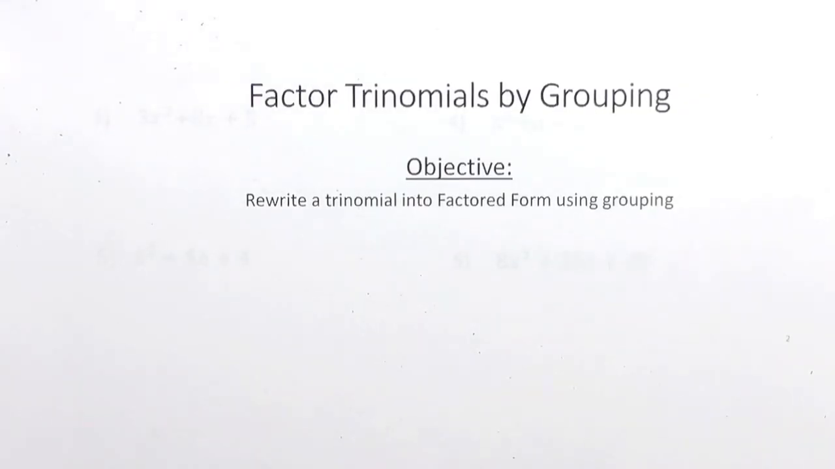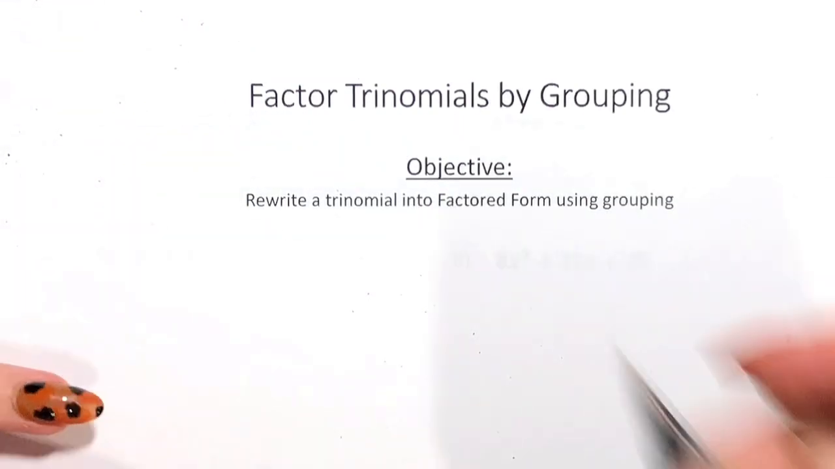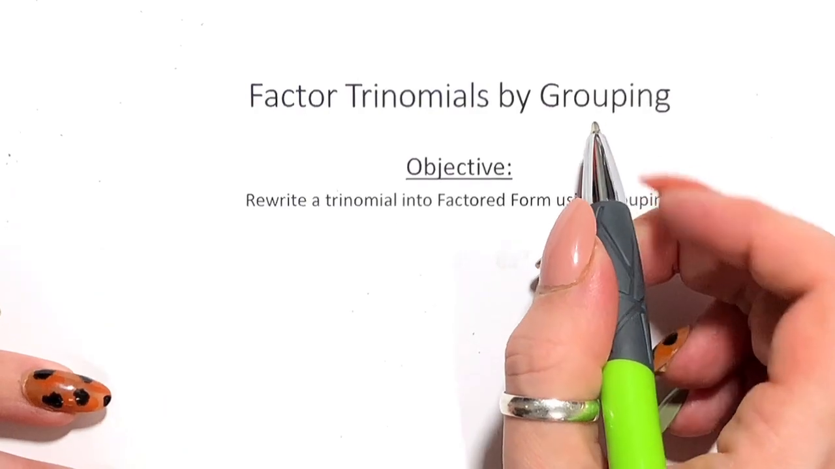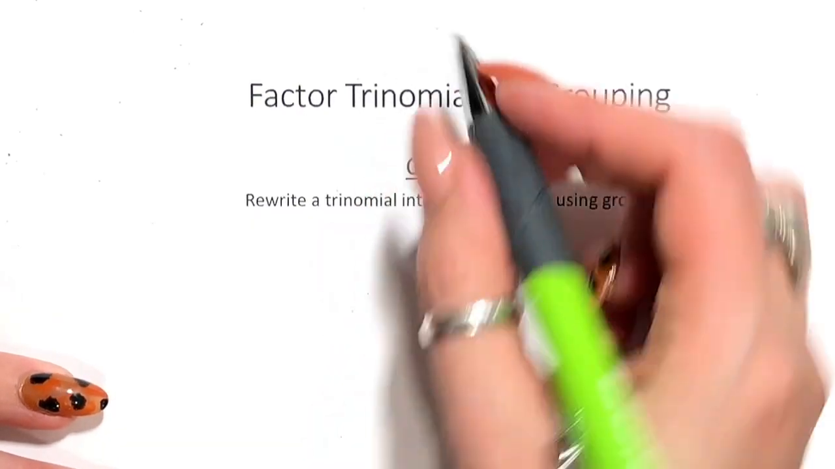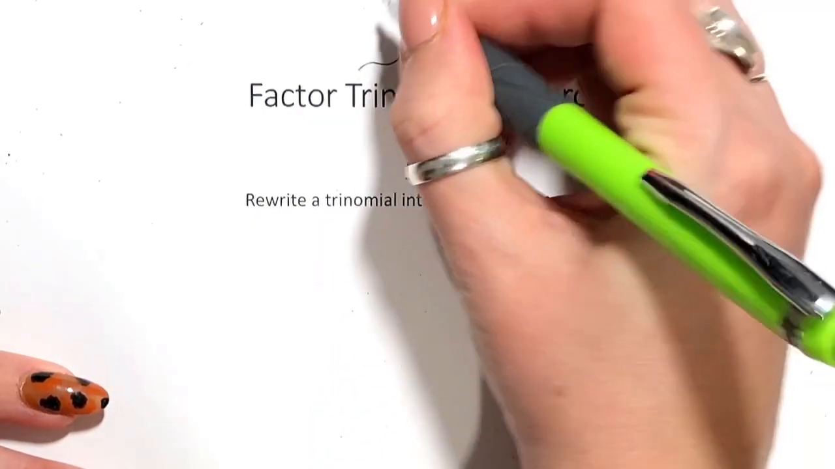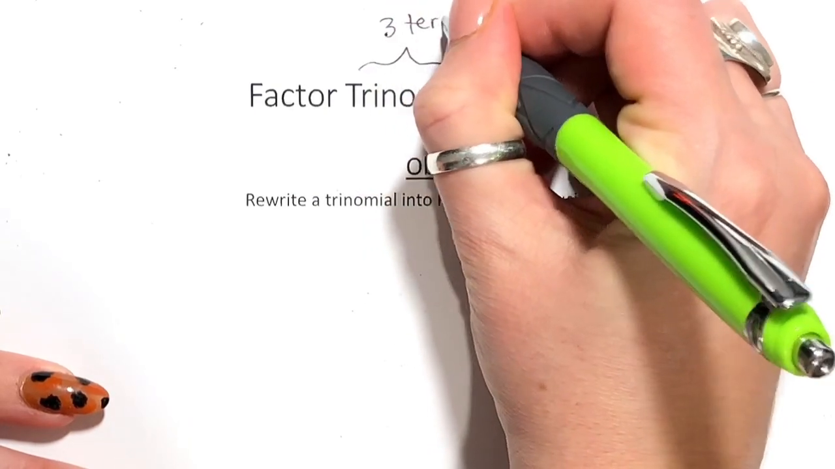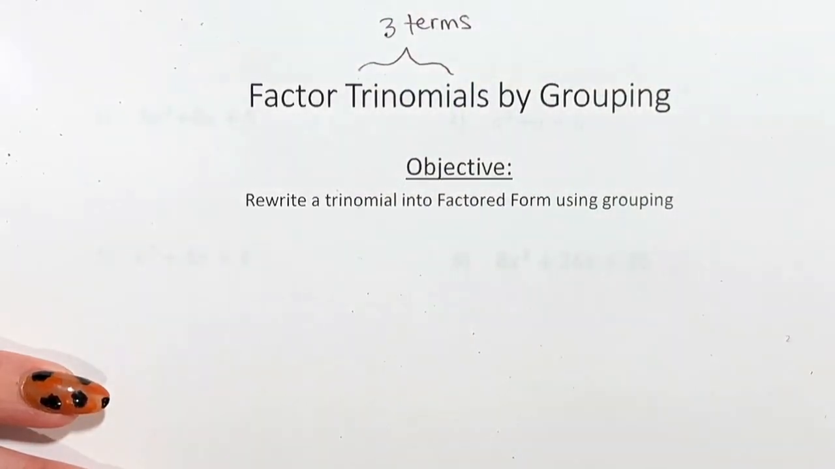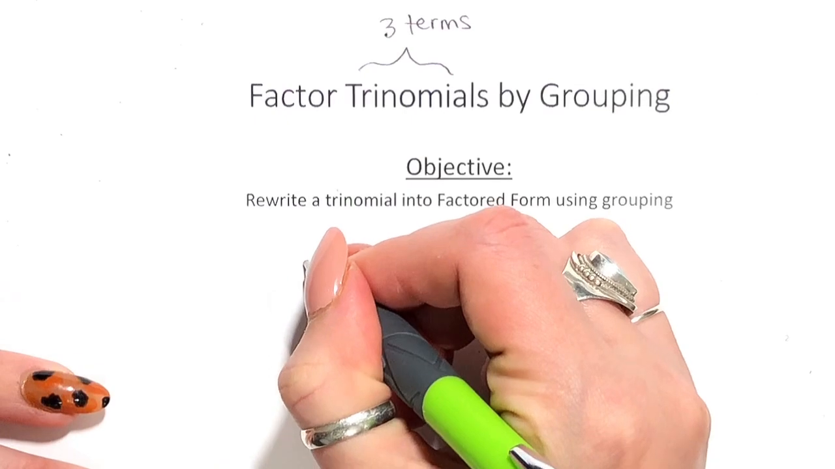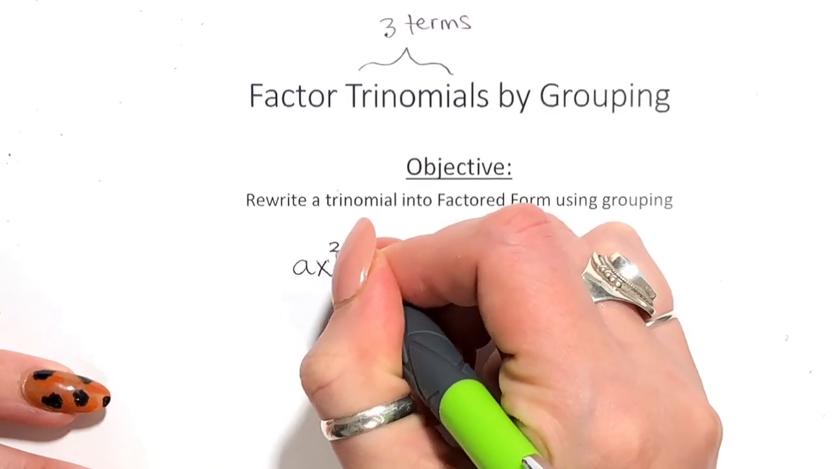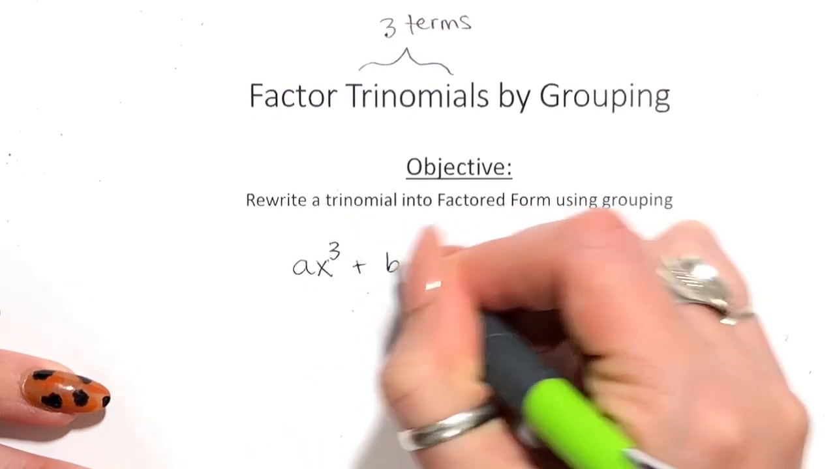Hello, today we are going to move on in our factoring unit and learn how to factor trinomials using the factor by grouping method that we learned last time. Last time we learned how to do the grouping method when there were 4 terms, but remember, trinomials only have 3 terms.